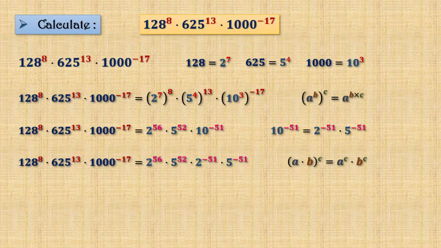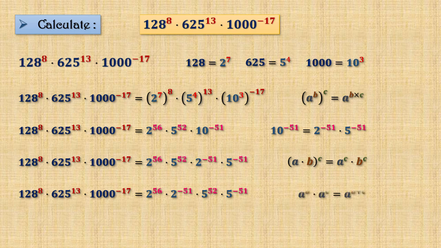Now, by rearranging the terms, we have 2 to the power of 56 times 2 to the power of negative 51, multiplied by 5 to the power of 52 times 5 to the power of negative 51. Then, using another exponent rule, which says a to the power of b times a to the power of c equals a to the power of b plus c, we find that our expression is equal to 2 to the power of 56 plus negative 51, multiplied by 5 to the power of 52 plus negative 51.